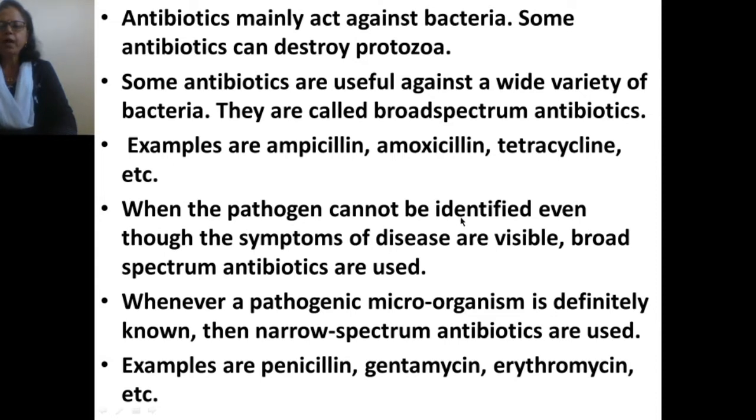When the pathogen cannot be identified even though the symptoms of disease are visible, broad spectrum antibiotics are used. Again see this sentence: when the pathogen, that is the microorganism, cannot be identified even though the symptoms of disease are visible, then broad spectrum antibiotics are used. Whenever a pathogenic microorganism is definitely known, then narrow spectrum antibiotics are used. So there are two types of antibiotics: first, broad spectrum antibiotics and second, narrow spectrum antibiotics. Examples are penicillin, gentamicin, erythromycin, etc.